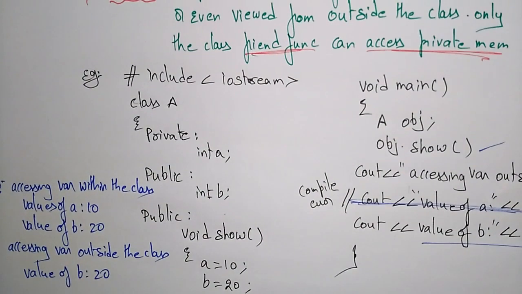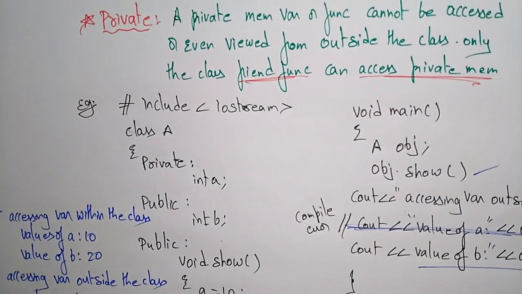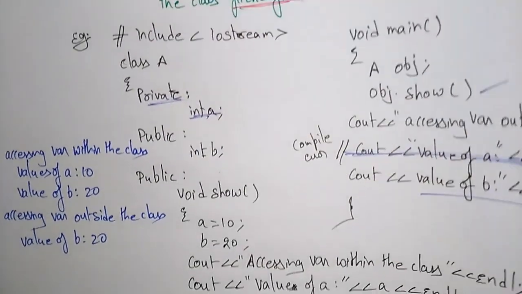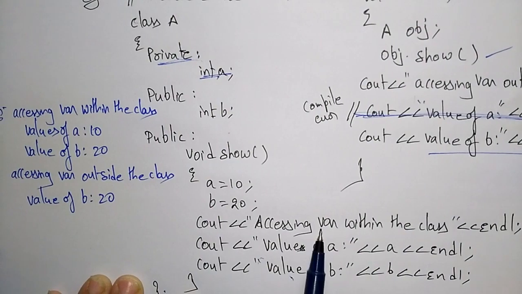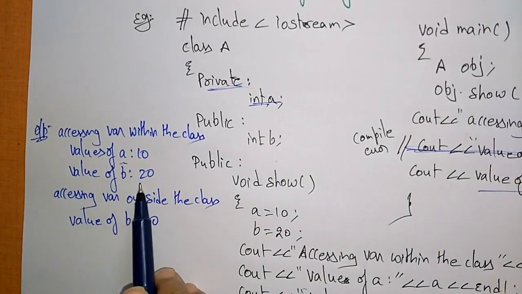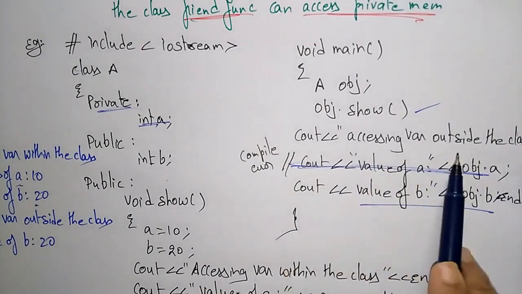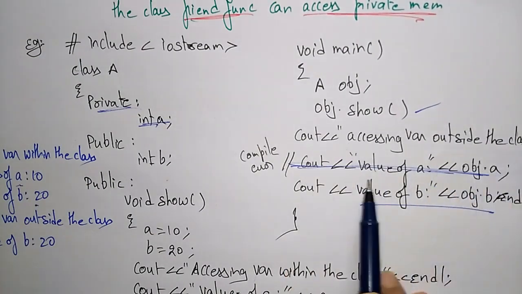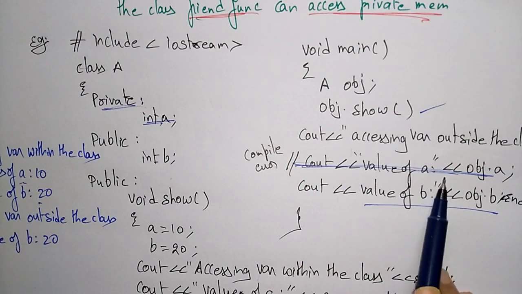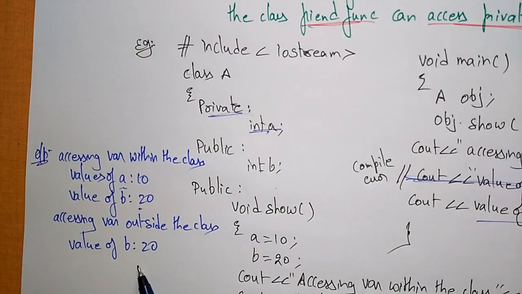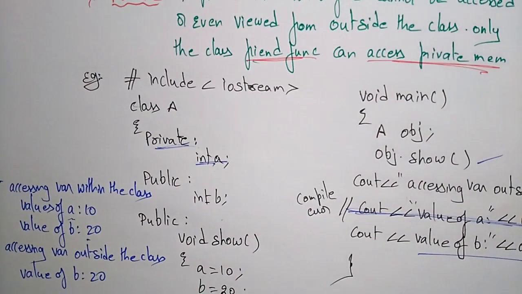So this is about private. The variable that is declared as private is accessed within the class. So within the class it prints the A value and the B value. If you call that program outside the class, A cannot be printed because A is declared as private. Only the B value will be printed. So this is about the private.